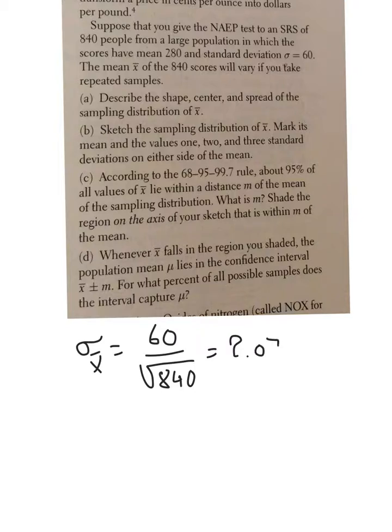We're going to have a different standard deviation because we're going to get the standard deviation of the sample mean, which is going to be 60, the old standard deviation, divided by the square root of the sample size, like that. And I got, for that, 2.07. Now, for some reason in the book, I think they rounded up to 2.1 here. So let's just go with what the book does. So it's 2.1. Now, let's go to letter B.